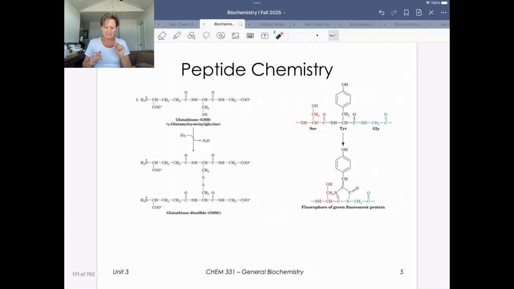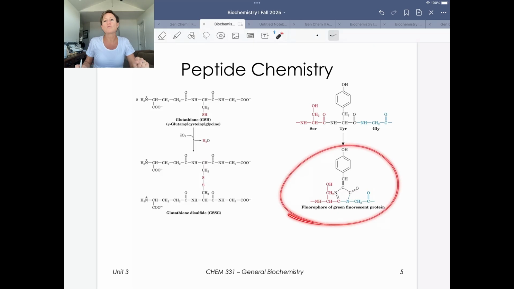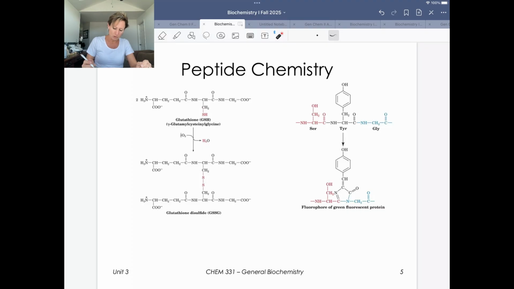What we're going to do on our next slide is a two-part slide. We're going to talk about additional peptide chemistry that can happen with side chains, with backbone atoms, to highlight the specific chemistry that we see with glutathione, and again look at the structure specifically of glutathione. And then we're going to look at how we form the chromophore that we see in green fluorescent protein.